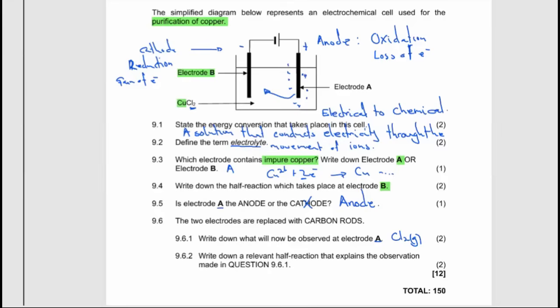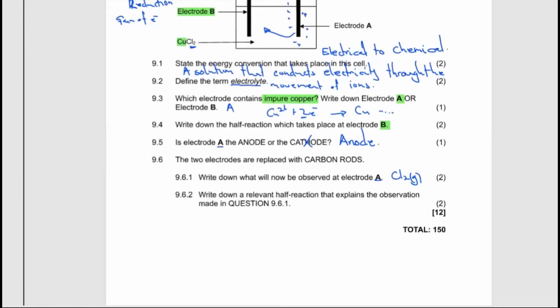Then the last one, 9.6.2: write down a relevant half-reaction that explains the observation made in question 9.6.1. According to this, since chlorine is diatomic, I'm going to say 2Cl- gives us Cl2, which is a gas, plus 2 electrons. This is how we are supposed to write the final part of the question.